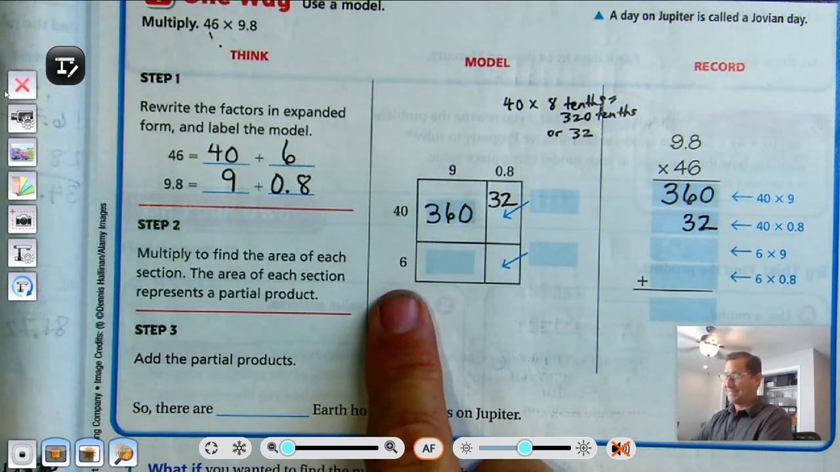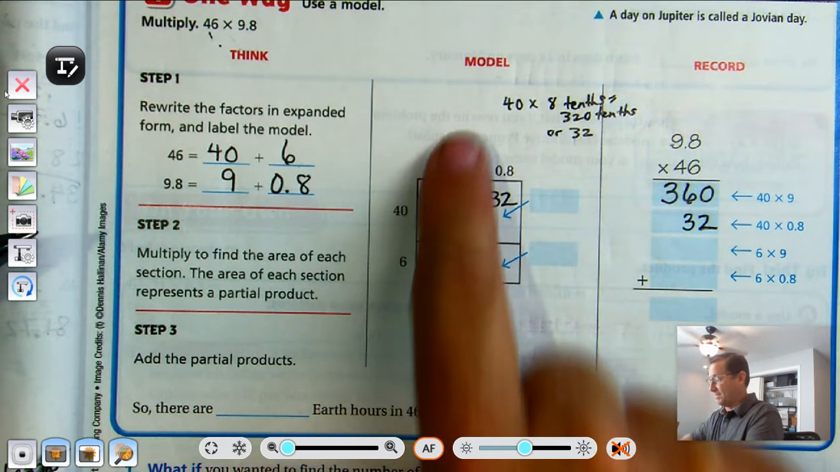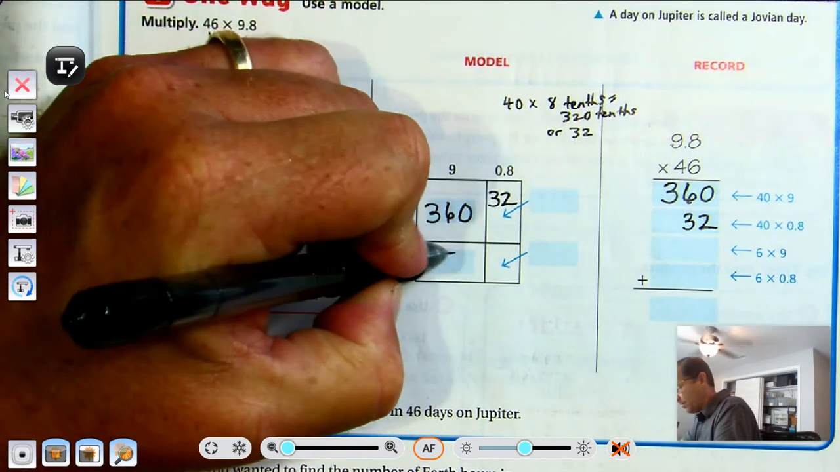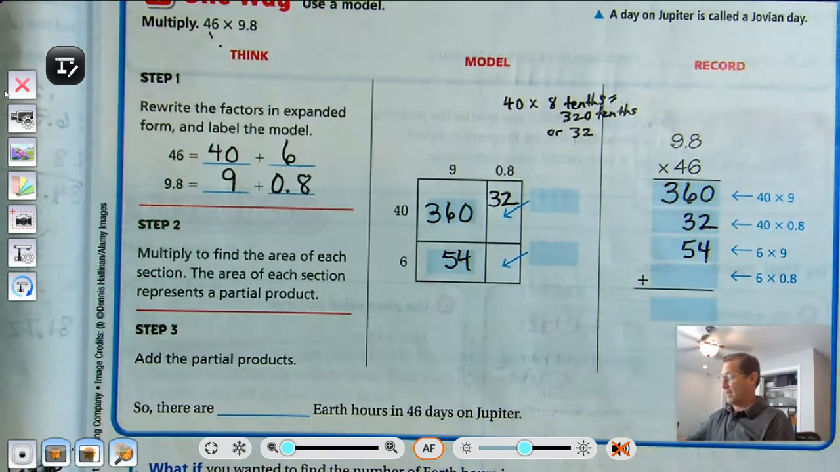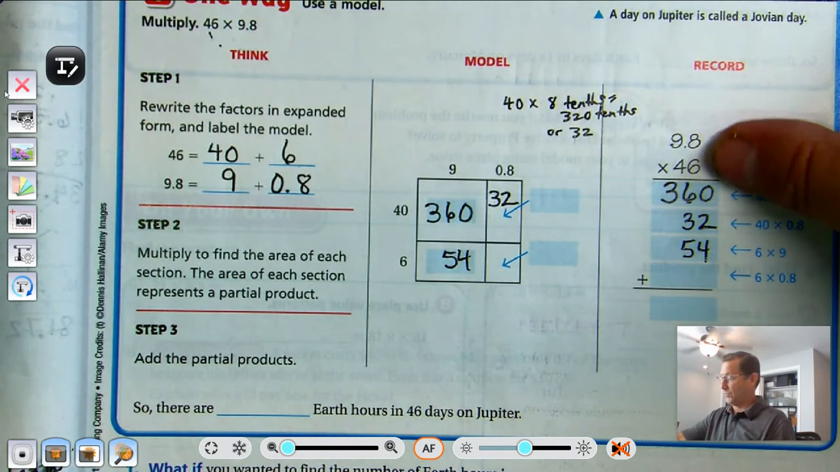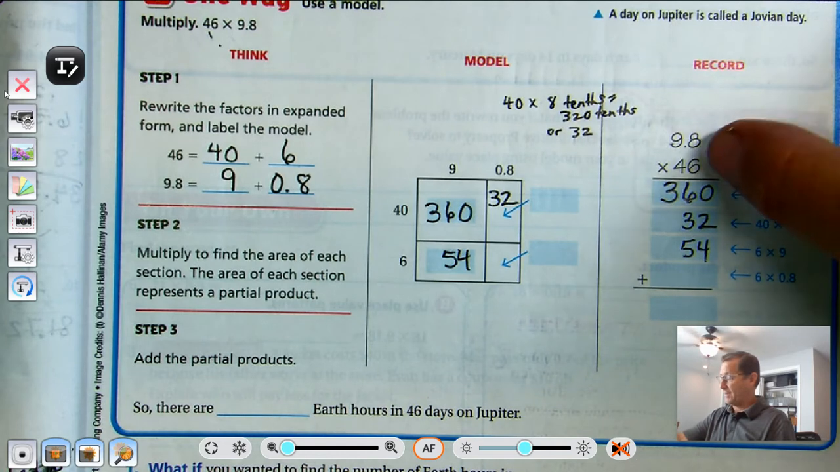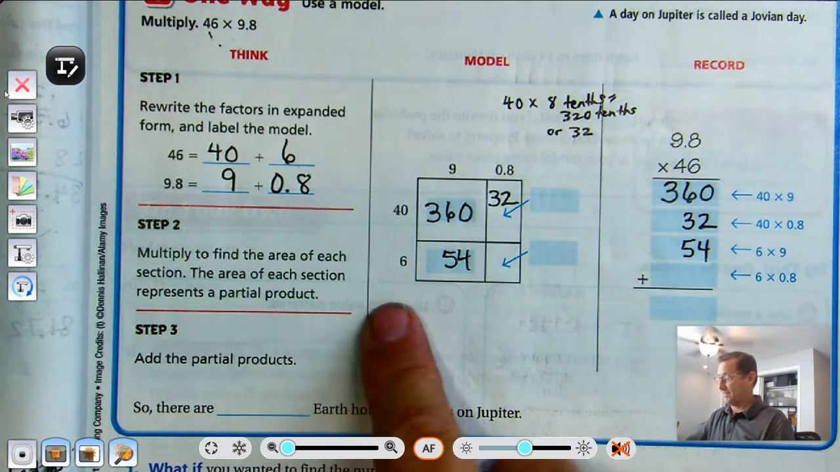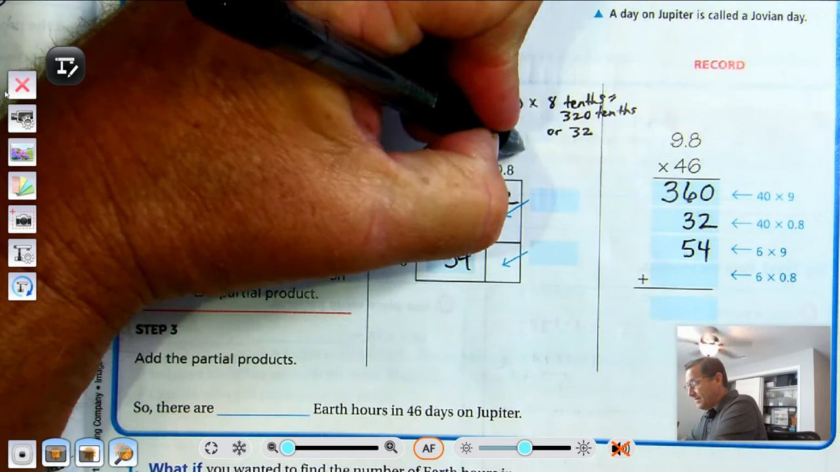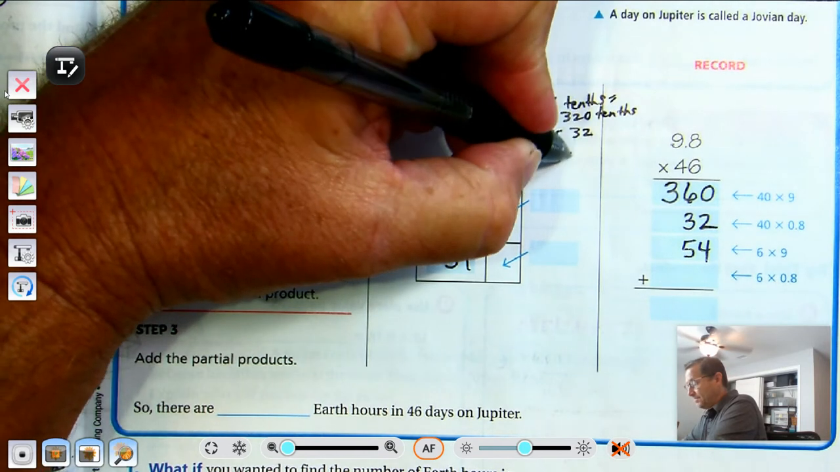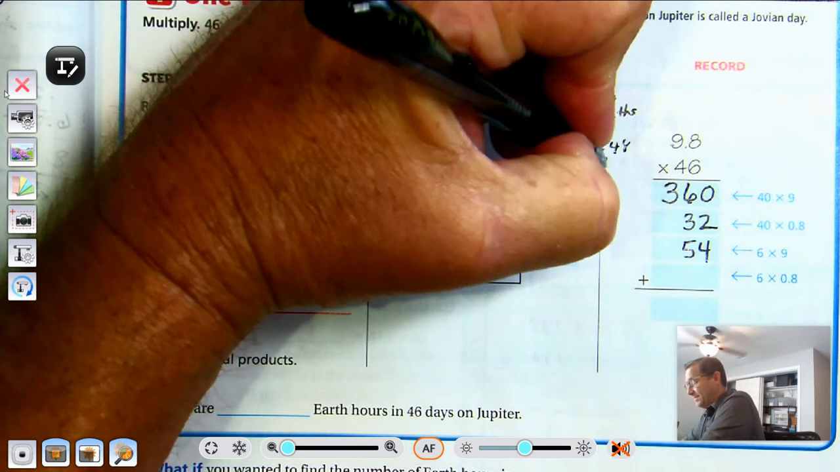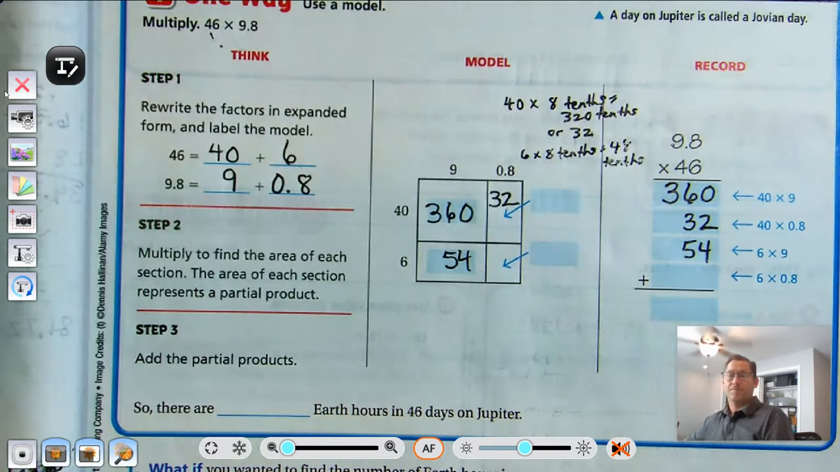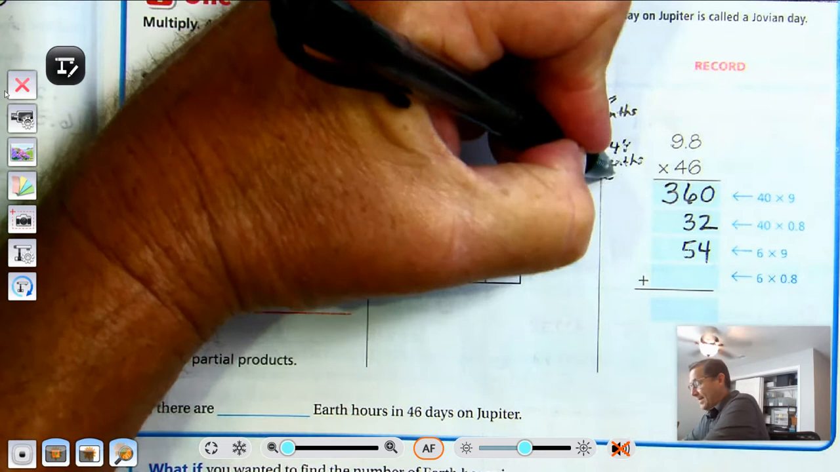Now we're going to move to the 6 of 46. 6 times 9 is 54. And then in our actual problem, we go 6 times 9, 54. And then we're going to go 6 times 8/10. 6 times 8/10 is 48/10, or 4.8.